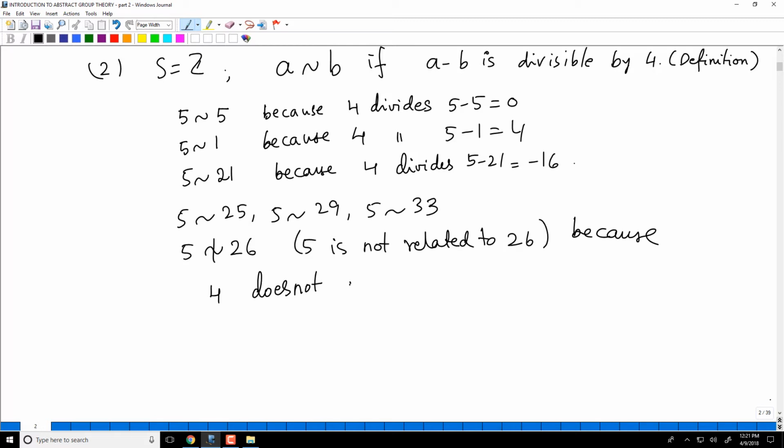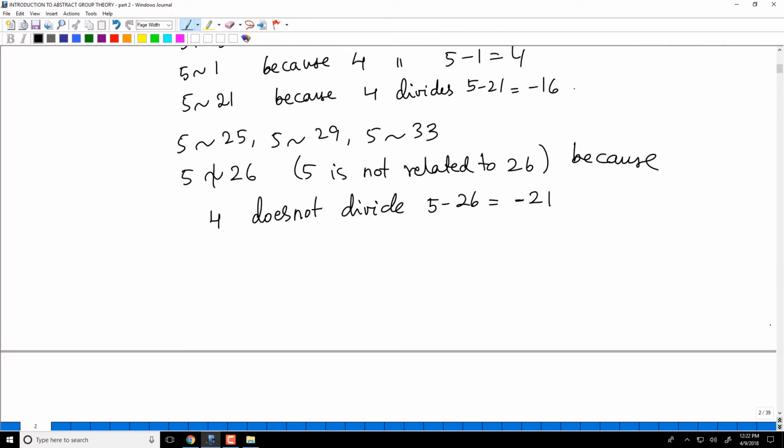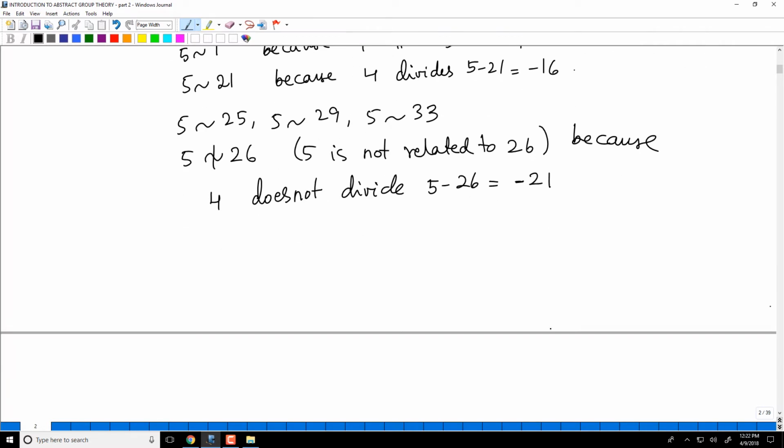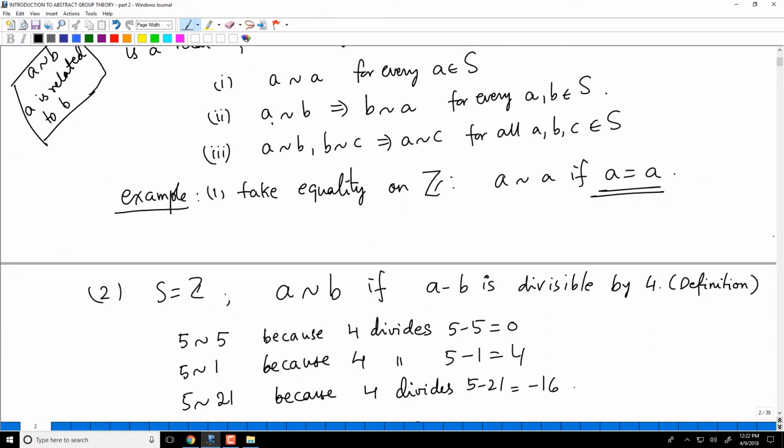4 does not divide 5 minus 26, which is minus 21. So 5 does not divide that, 4 does not divide it. So 5 is not related to 26. So this is a more interesting example of an equivalence relation than equality.